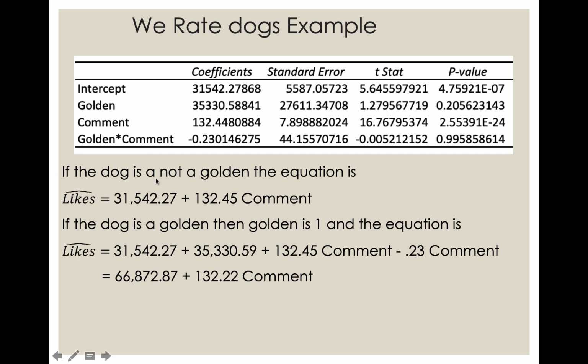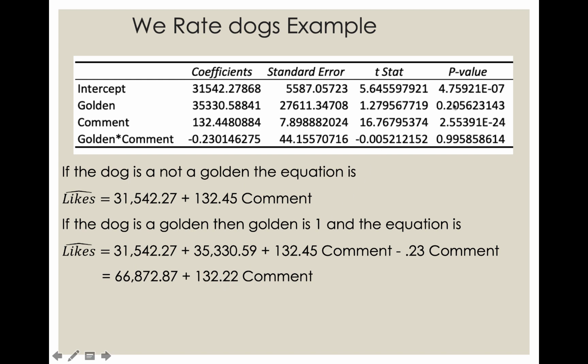If we want to interpret this equation, if the dog is not a Golden, then you put a 0 every time you see Golden. So a 0 here and a 0 here. We get 31,542.27 plus 132.45 times comment. And then if the dog is a Golden, then Golden gets a 1. And the equation is 31,542 plus 35,330. This is our new intercept, 66,872. And then our new slope is 132.45 minus something very small, 0.23. Our new slope is 132.22.